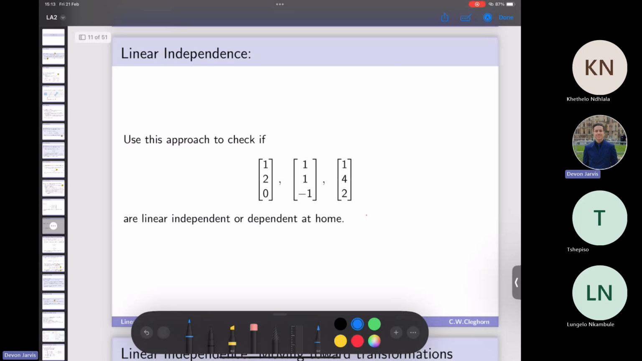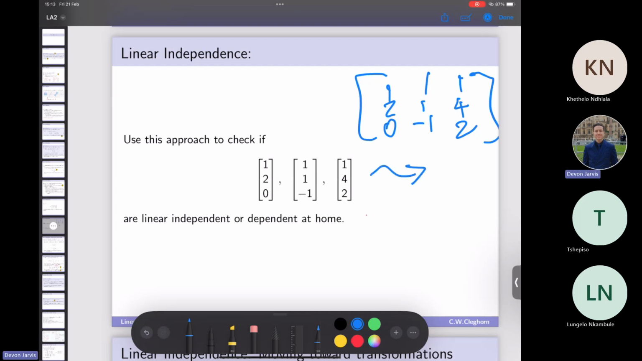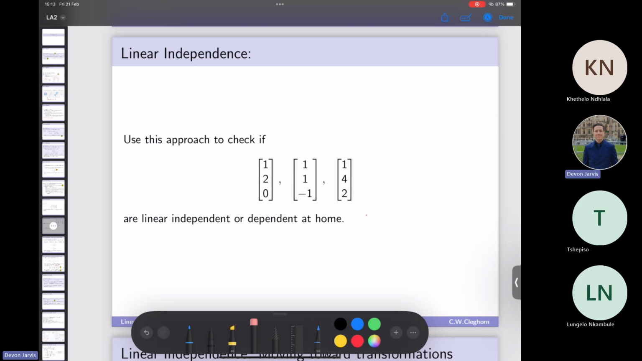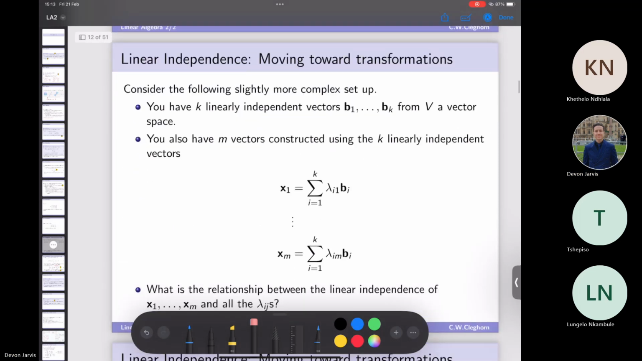And here's an example that they give from the textbook and the slides that you can go check. Just put them into this matrix here: 1, 2, 0, 1, 1, minus 1, 1, 4, 2. And get into reduced row echelon form if you can. Whichever columns have a pivot, you can call them your basis if you want to. Those are your linearly independent columns. And all the columns that don't have a pivot will be the linearly dependent ones. Okay.